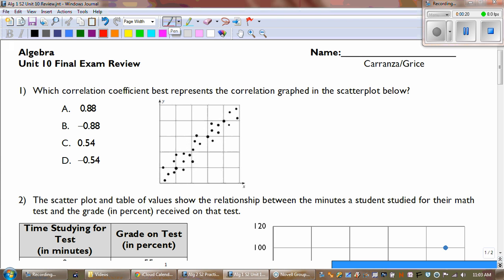Number 1. Which correlation coefficient best represents the correlation graphed in the scatter plot below? So, what's the general trend of this graph? First off, is it positive or is it negative? Well, overall, it looks like it's going up. So right away, I can cancel out the negatives. Now, the only question is, is it 0.88 or 0.54?